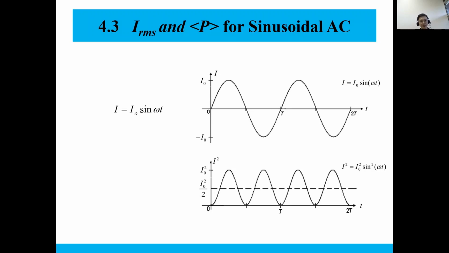We know that the equation is given by I equals I naught sine omega t. If we take the square, we get I squared equals I naught squared sine squared omega t. Okay. So there are a few things that you should take note of here.